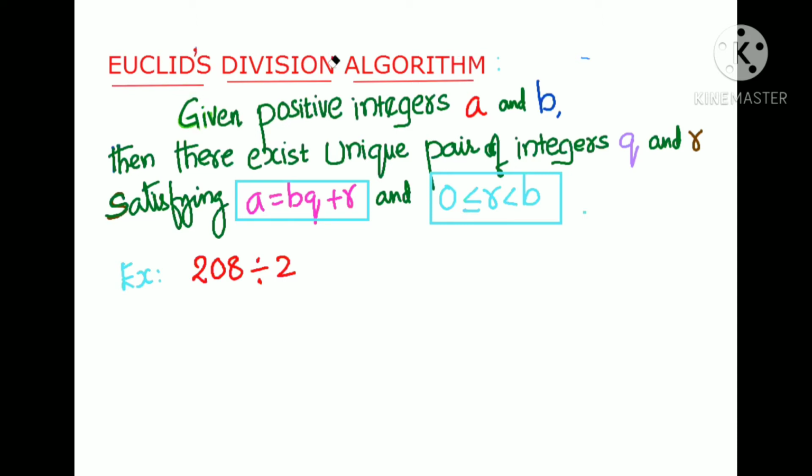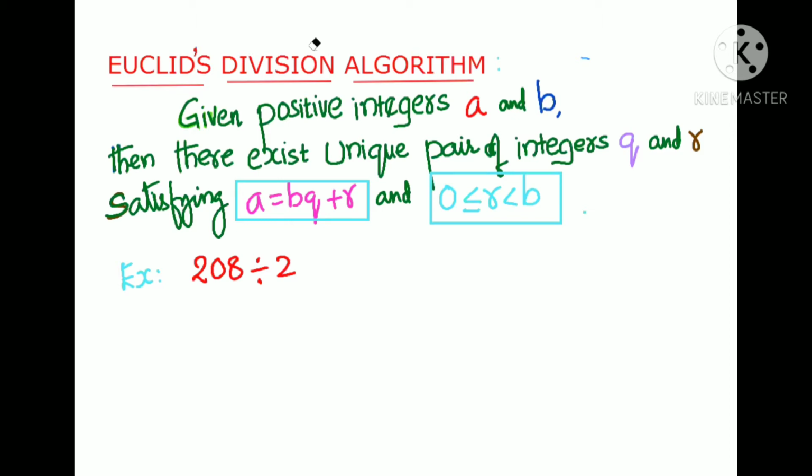In this class, we learn about Euclid's division algorithm. What is Euclid's division algorithm? Given positive integers a and b, there exists a unique pair of integers q and r satisfying a = bq + r and 0 ≤ r < b.